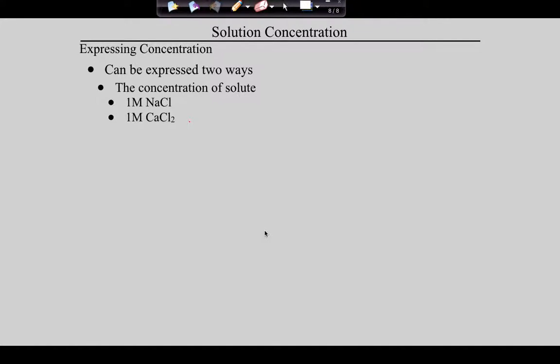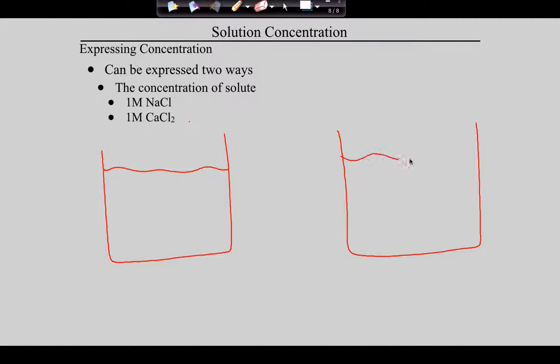So guys, what we're going to do is this. Let's draw a 1 molar solution of sodium chloride and a 1 molar solution of calcium chloride in a beaker. So let's make the one on the left the 1 molar sodium chloride, and the one on the right the 1 molar calcium chloride. And guys, you should be able to draw what is in those beakers. But before we can start, let's specify: don't include the water.